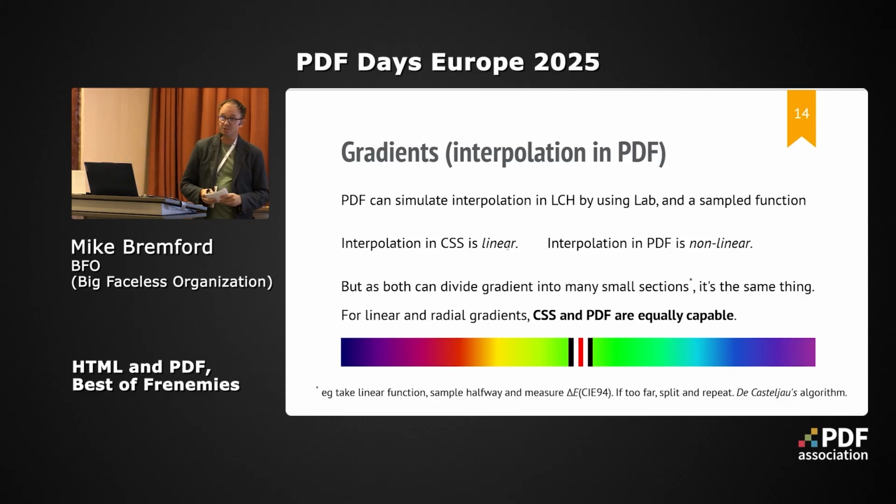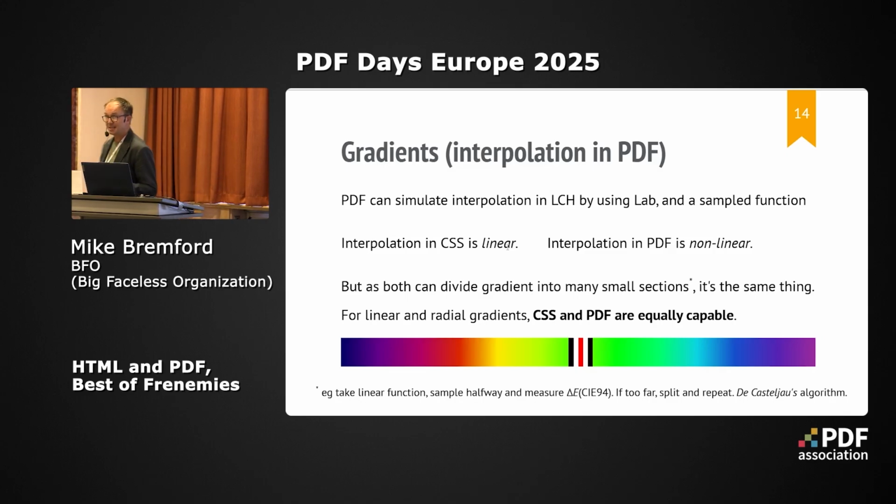PDF specifies interpolation using a function. Now, that function can be anything. In CSS, interpolation is always linear. However, we can chop it into smaller segments. This is actually one single gradient at the bottom of the screen. It's been divided into 24 different segments. So it turns out that this all works out to the same thing. And that brings us to our first conclusion.